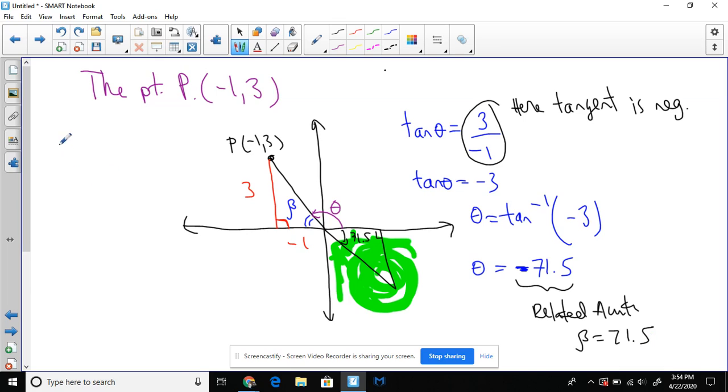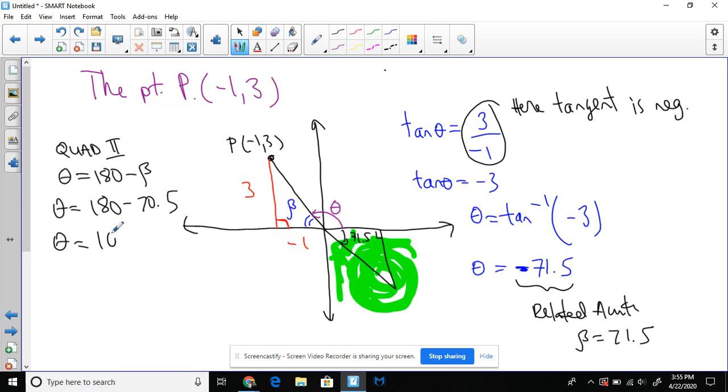So that means in quadrant 2, right, theta is 180 minus beta. So theta is going to be 180 minus 71.5, which is 108.5. Okay, because we are in that quadrant. All right. So hopefully those make sense.